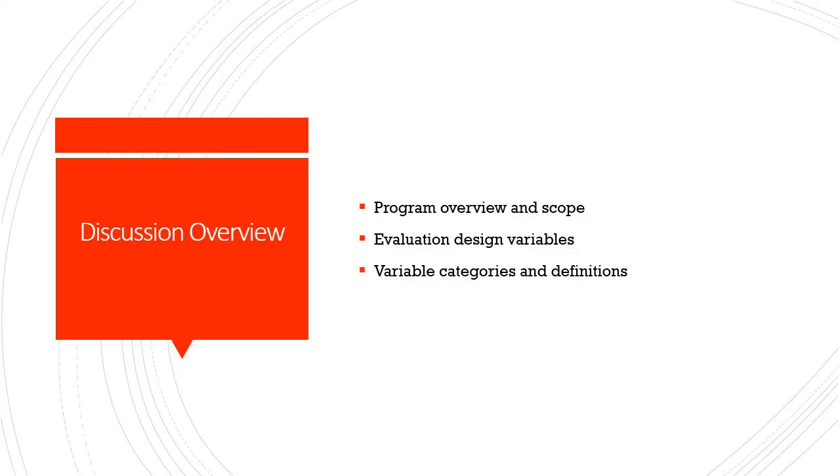So as a brief presentation overview, I'm going to share with you a brief overview of the program of my choice as well as the problems that it's trying to solve. Then I'm going to go into what the variables are within my program evaluation design for the assignment, and then I'm going to wrap up with the categories and the definitions of each of those variables.